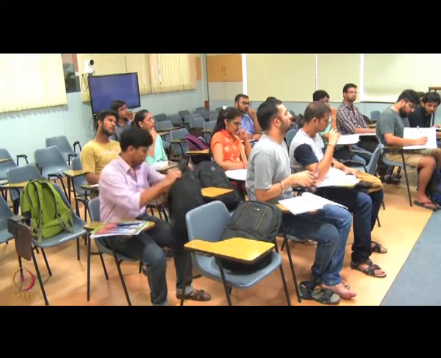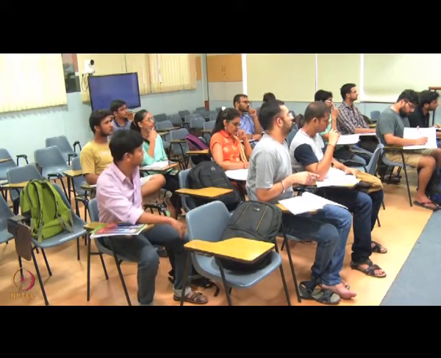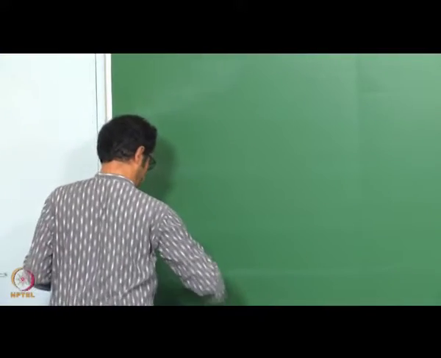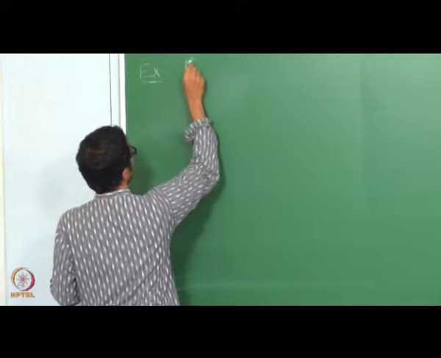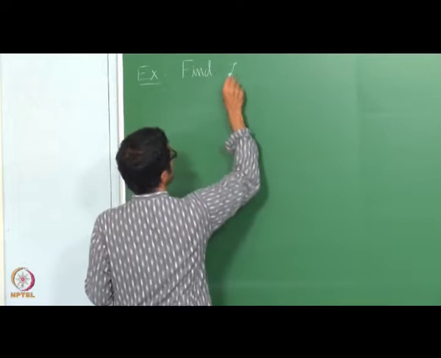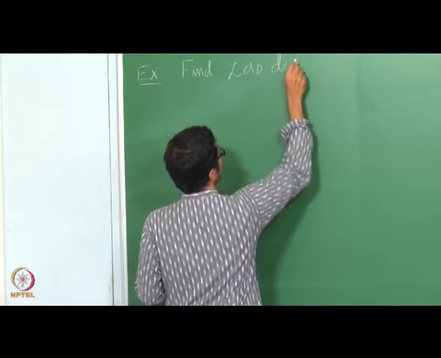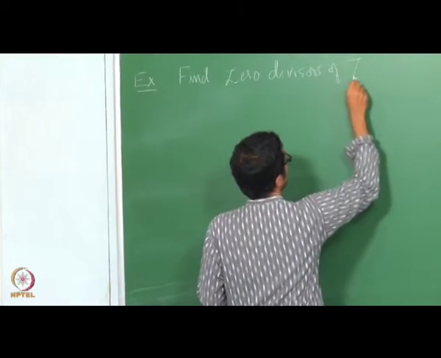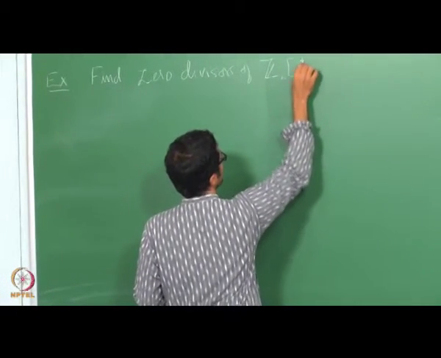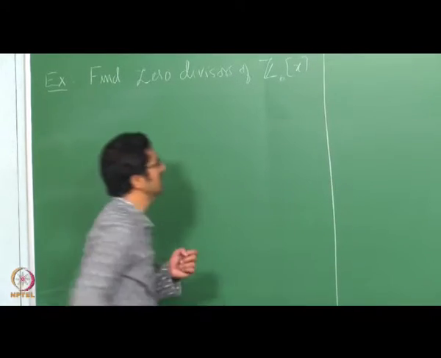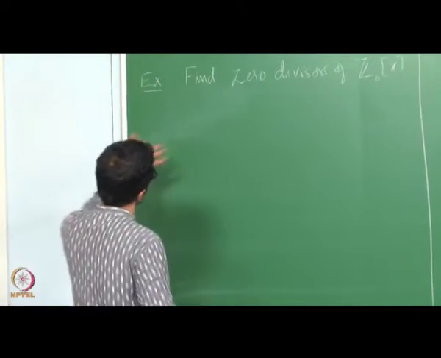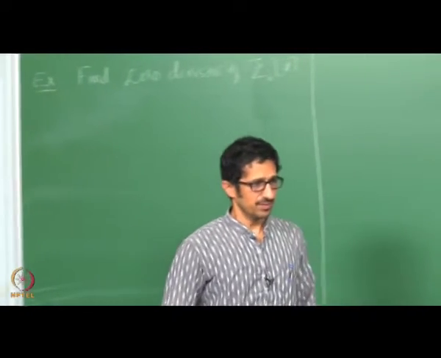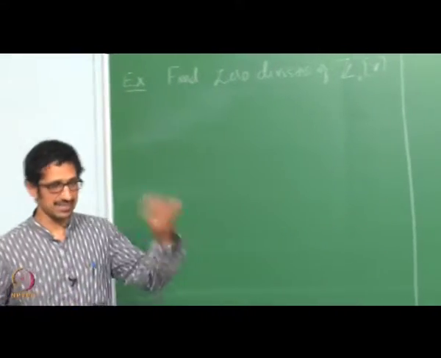Sir, actually my doubt was to find the number of zero divisors. Okay, so this is an exercise: find the zero divisors of Z6. Once you know Z6, you can probably do it for Zn. I can give you the answer, but it's better that you try to understand that, and then we will discuss this.